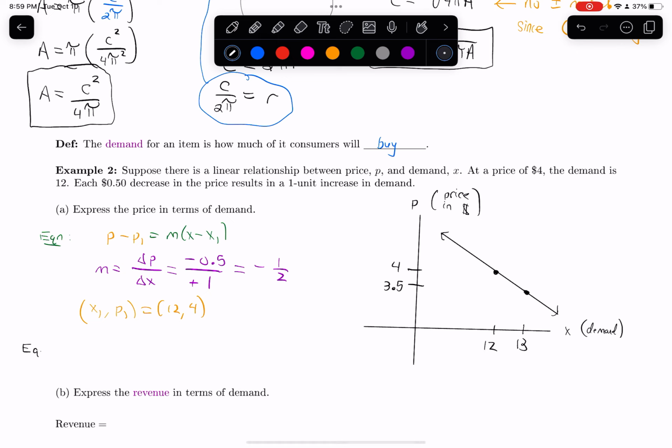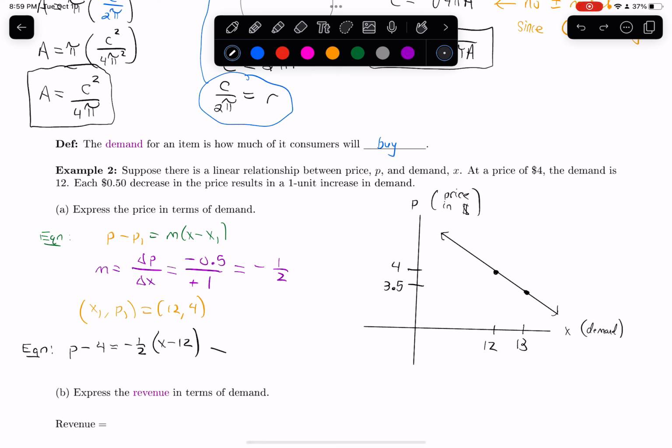So for my equation here, I'm getting p minus p1, which is 4, equals m, which is negative 1/2, times x minus x1, which is 12. Okay, so I got my equation, but remember the problem says to express the price in terms of the demand. That means I need to isolate p. So I will move the 4 over to the other side and maybe also simplify the other side by distributing the negative 1/2 to these terms.